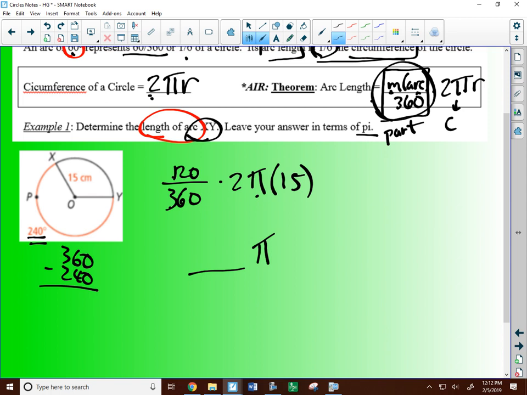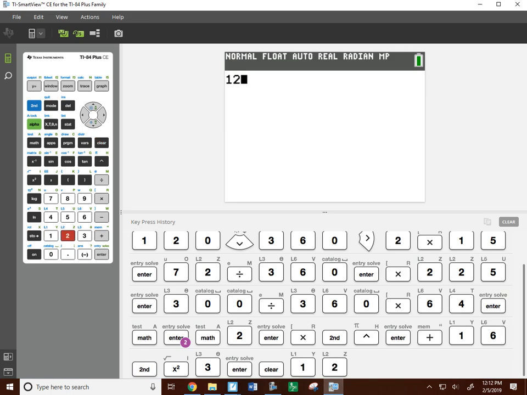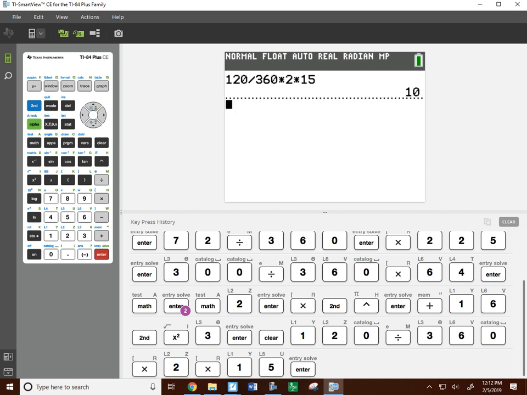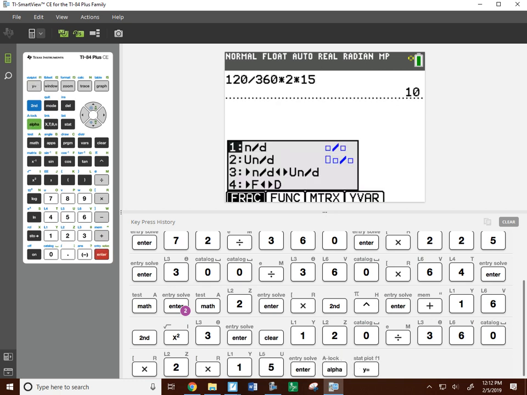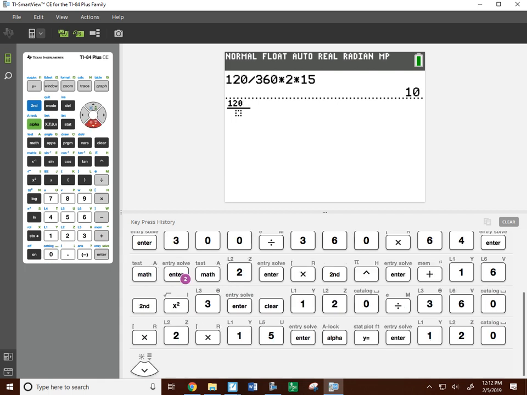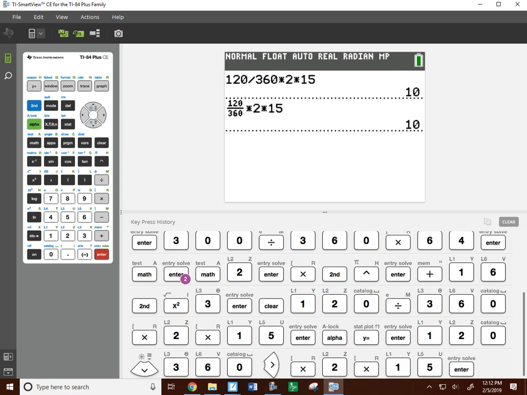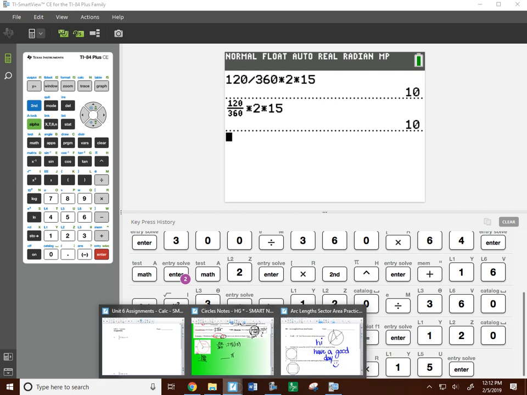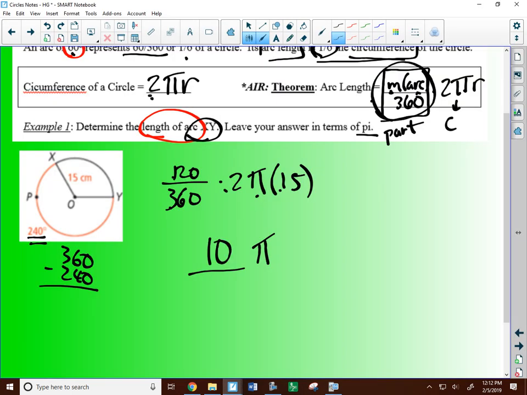I'm just going to do 120 divided by 360 times 2 times 15. It's probably better if I did the fraction. So 120 over 360 times 2 times 15. You get 10, and then you left the pi out, so there it is, 10 pi. And this is still a length, so I'll keep it as centimeters.